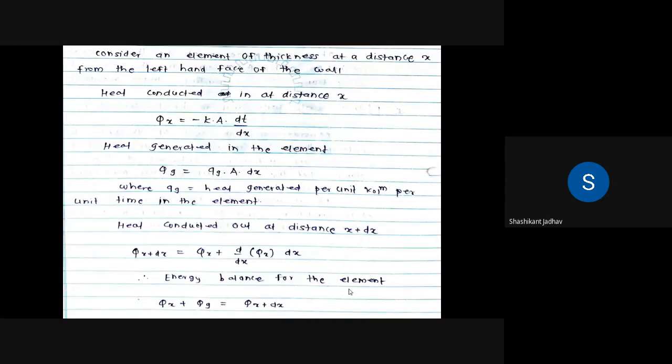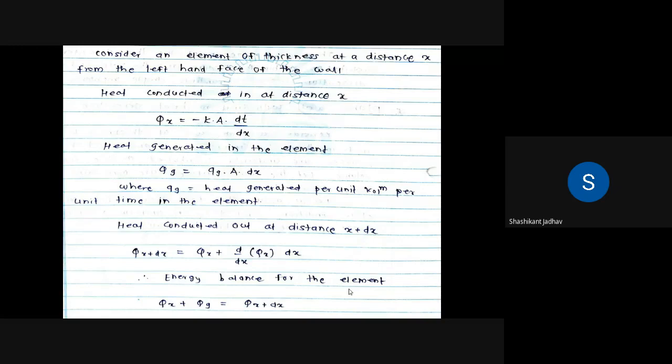So all of you write down where small qg is equal to heat generated per unit volume per unit time in the element.